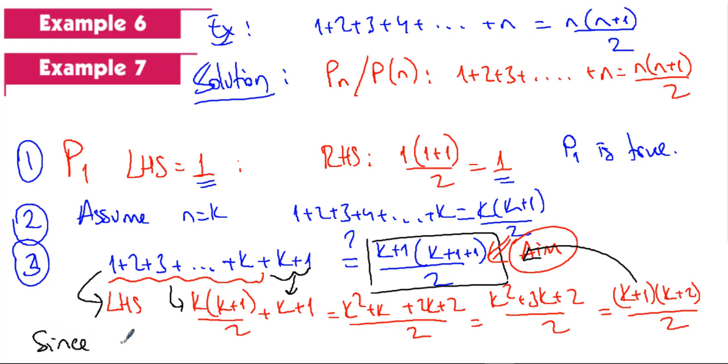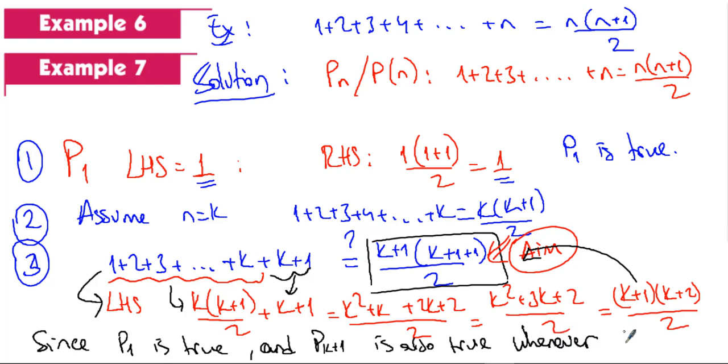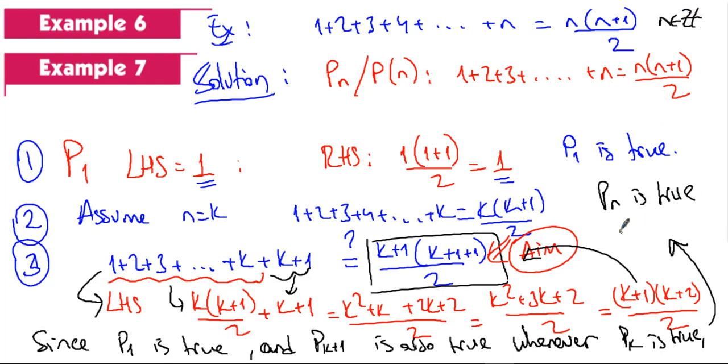You can write: since the first step is true and the k plus 1 step is also true whenever Pk is true, then our statement Pn is true for all integers. Okay, I should include the integers here. It is true for all n of the integers.